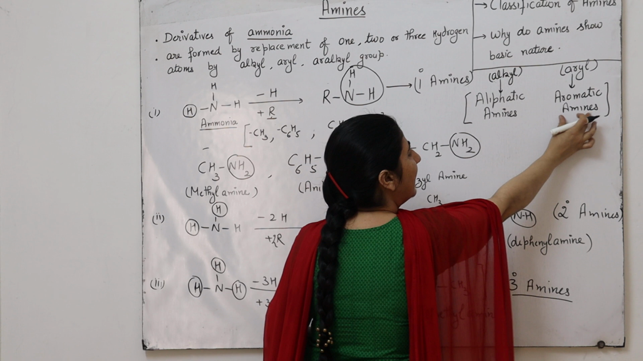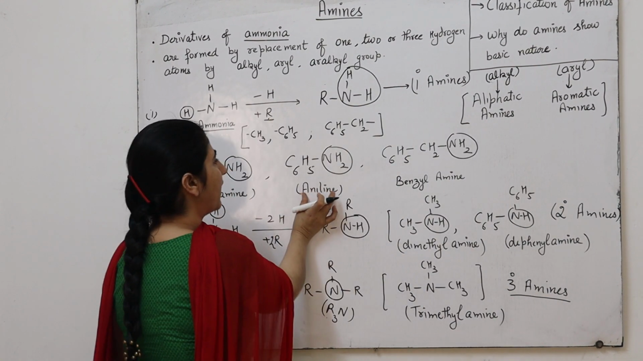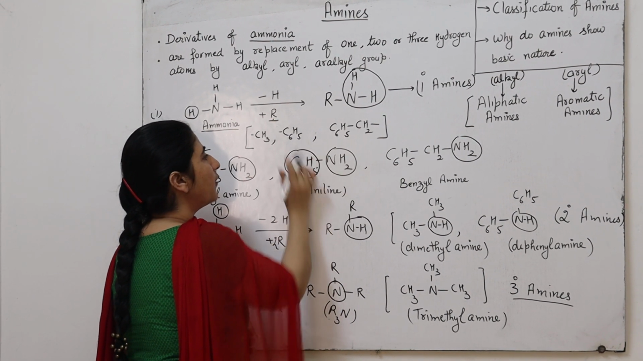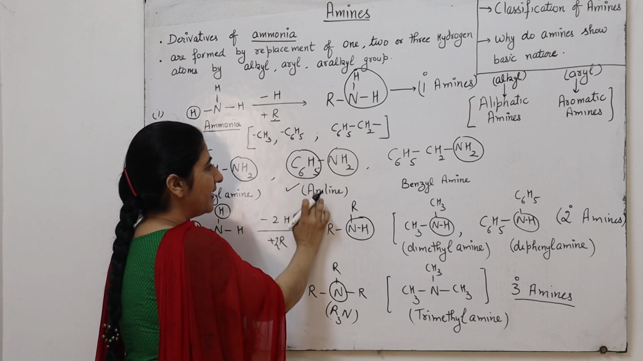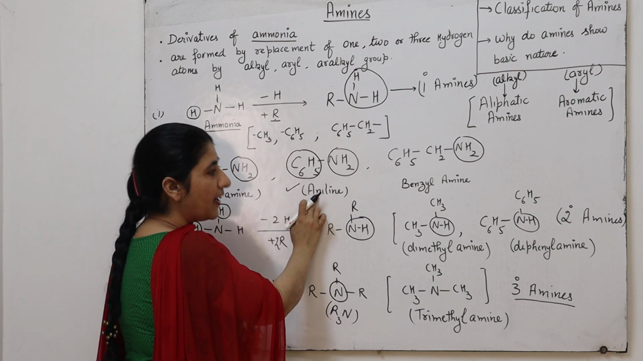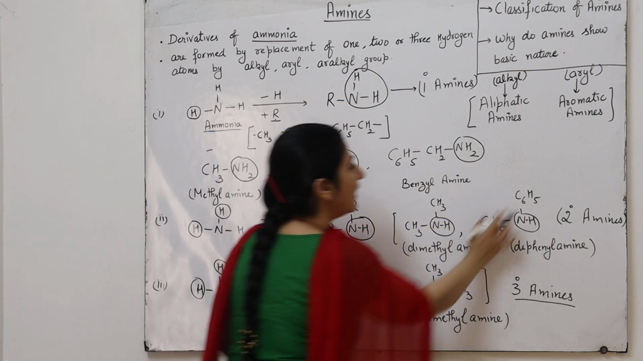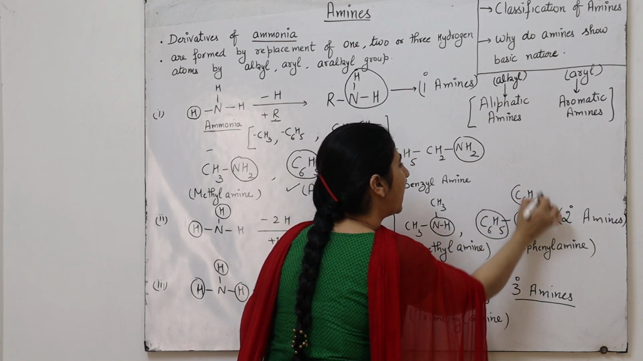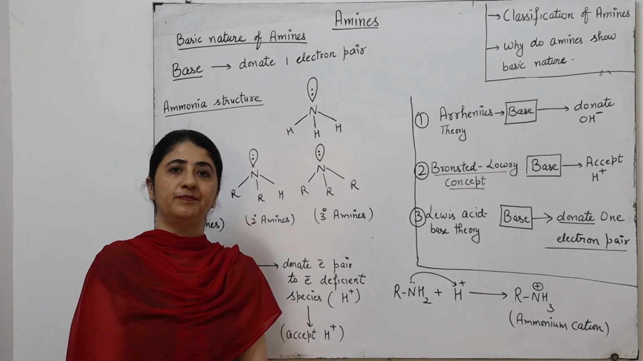Whereas on the other hand, when an aryl group is substituted, it is an aromatic amine. An example of aromatic amines is aniline, in which the substituted group is phenyl. So this is an aromatic amine. The second example of aromatic amines is diphenylamine. Again in this case the substituted group is phenyl. So we have 2 types of classification of amines.